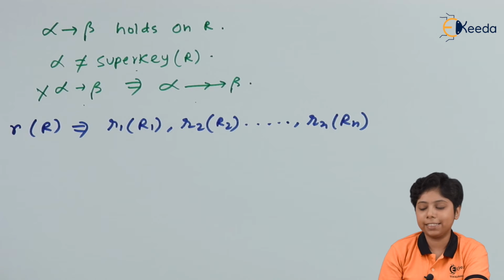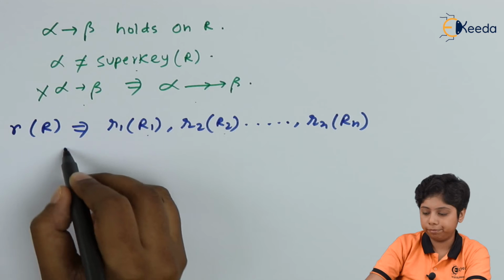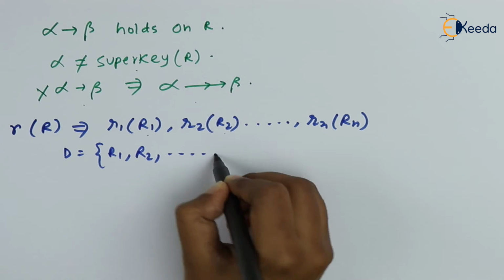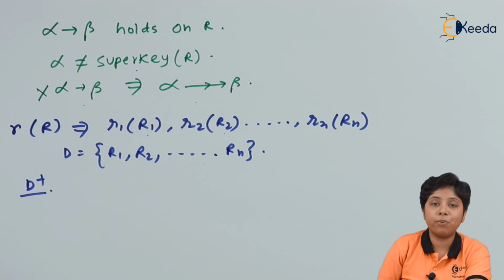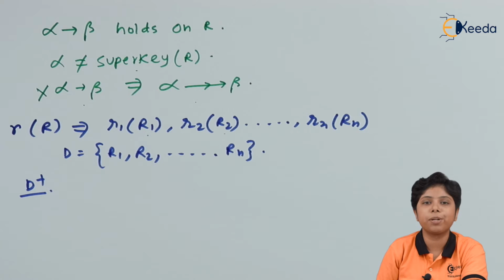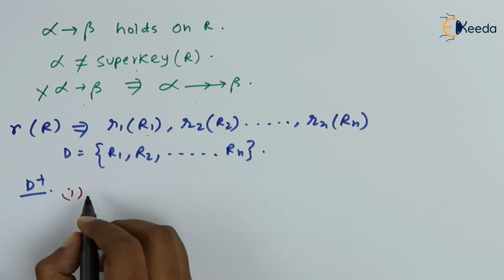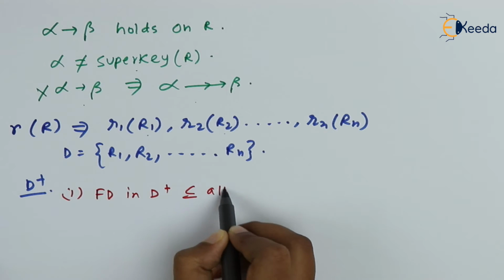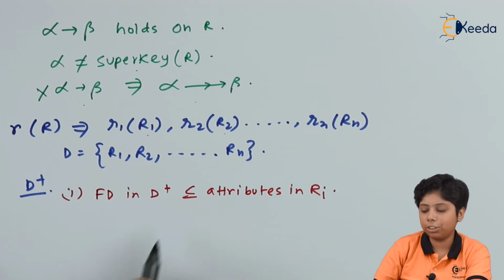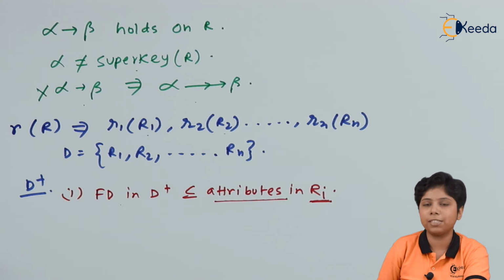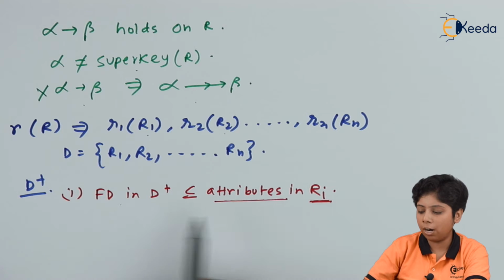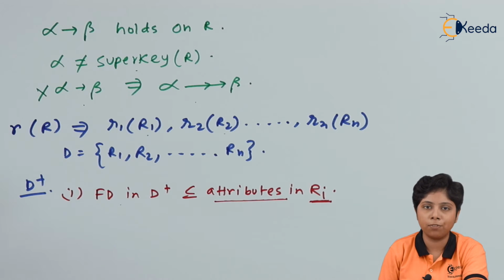Now that the set D consists of R1, R2 and Rn, we can compute the D plus and then make a restriction to the D plus. What is the restriction? Some constraints need to be maintained while being in this D plus of 4NF. So if there are functional dependencies in D plus, they will consist of the attributes that are present in the relation Ri. So for R1, the functional dependency is a part of the attributes.